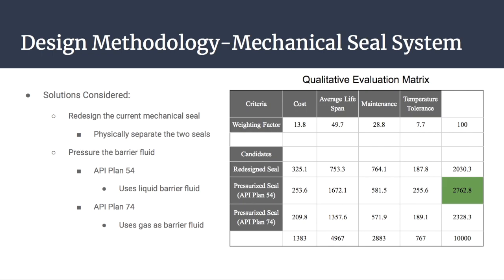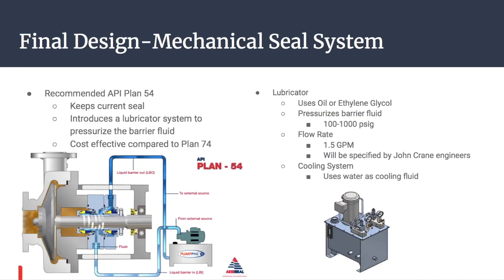There were 3 design solutions considered for the second deliverable. These included redesigning the mechanical seal, applying API Plan 54, and applying API Plan 74. The Plan 54 uses a liquid as a pressurized barrier fluid, while Plan 74 uses an inert gas. Another matrix was used to evaluate these solutions. The final design solution chosen was API Plan 54.